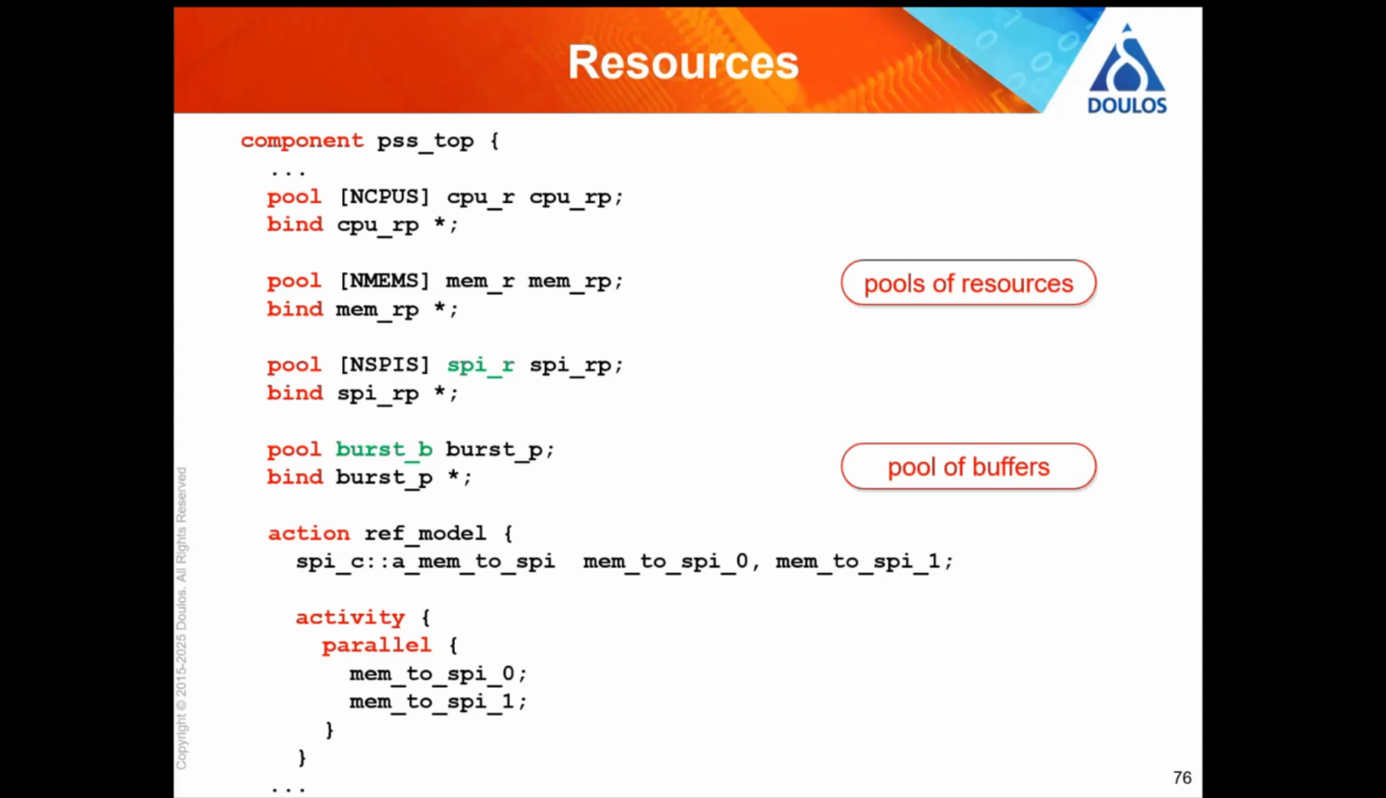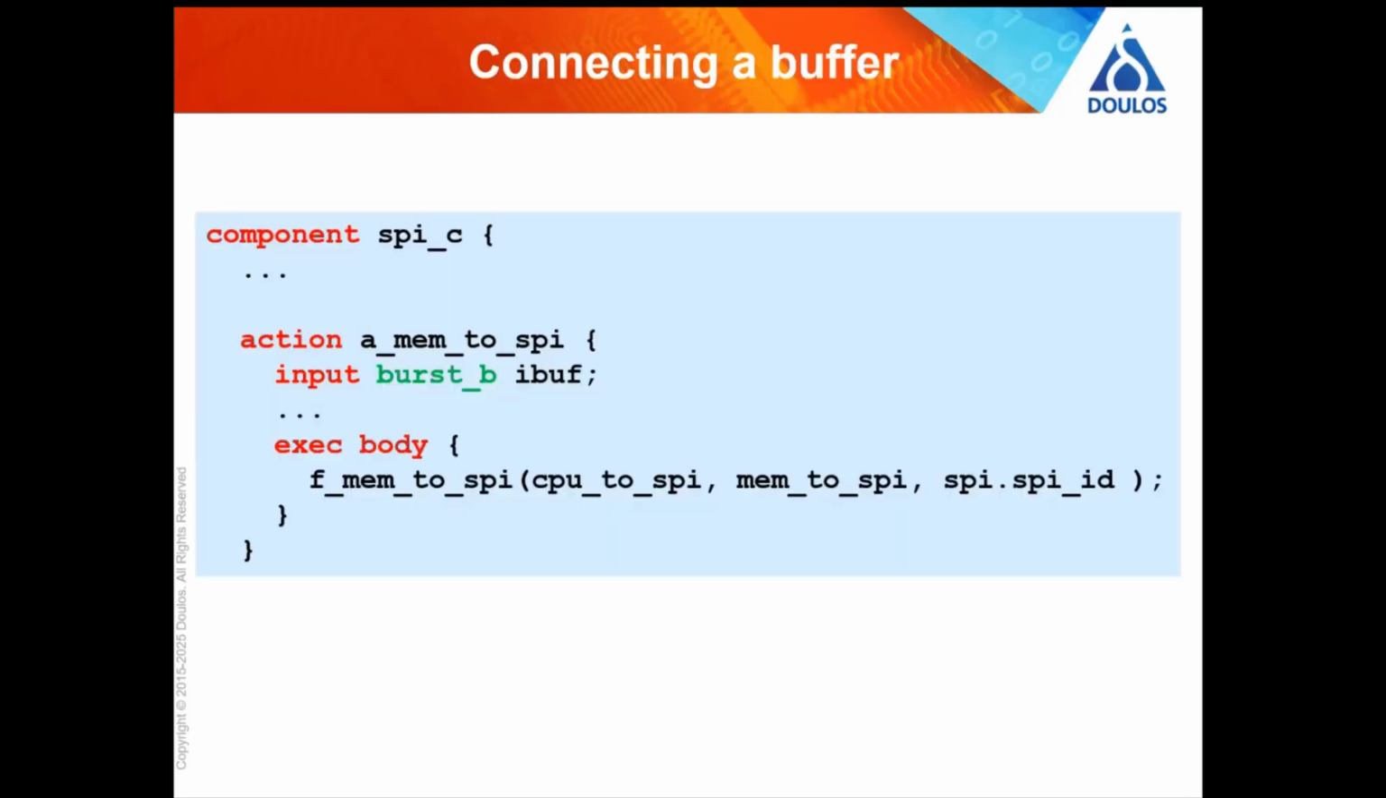And you can see we've got an action at the bottom. And inside the action, we're calling some other actions. So mem to SPI 0 and 1 are instances of the mem to SPI that we've just seen. Sorry, gone back too far. It's this one here.